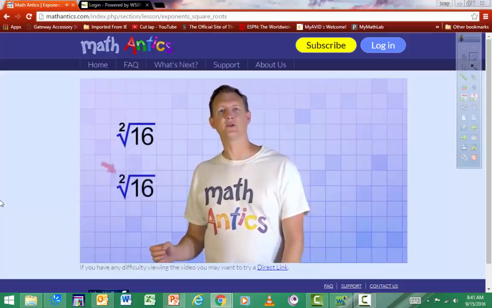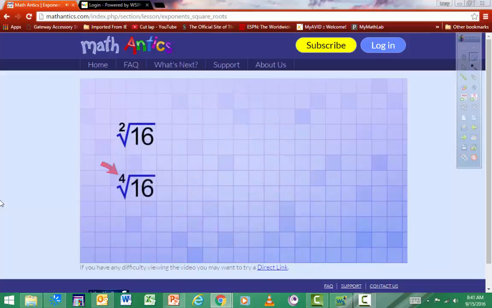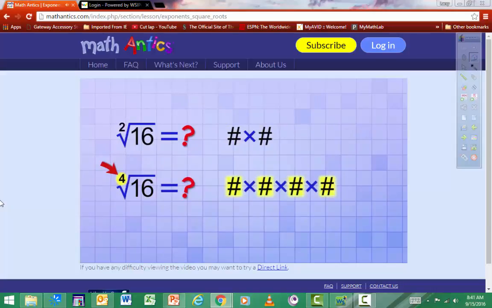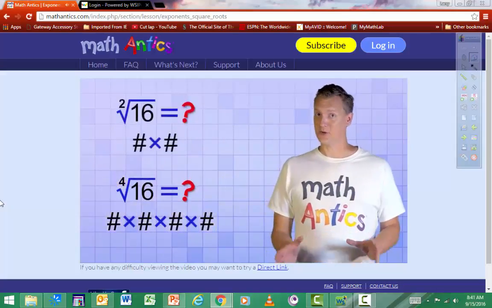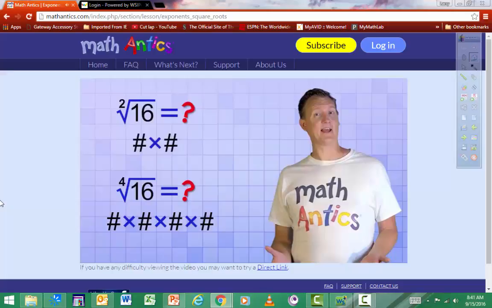Let's change the little 2 into a little 4. The first root was asking us to figure out what number we could multiply together 2 times to get 16. But this new root is asking us to figure out what number we could multiply together 4 times to get 16. That's a bit trickier, huh?